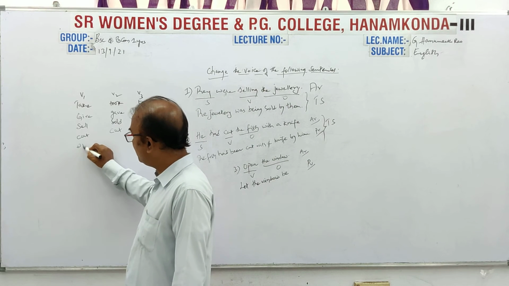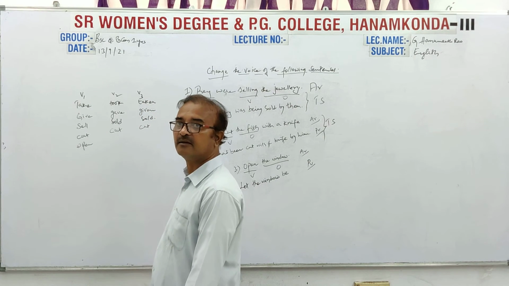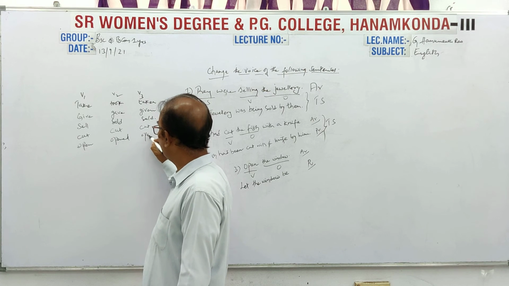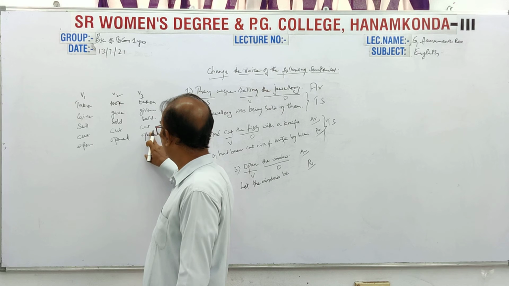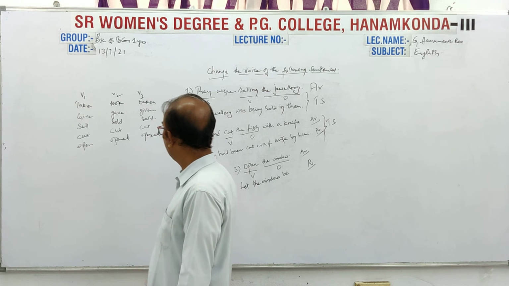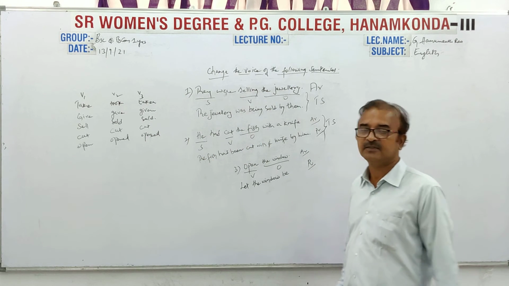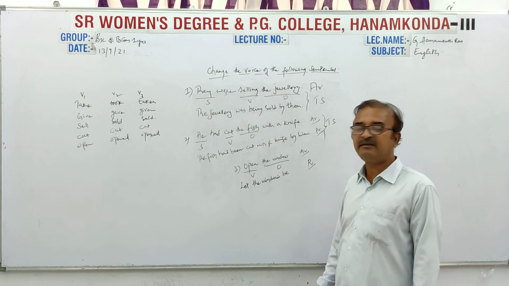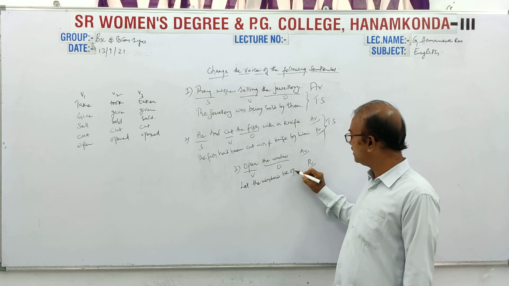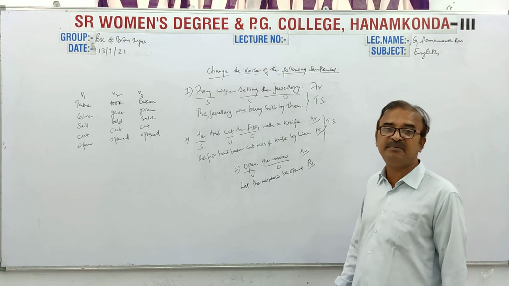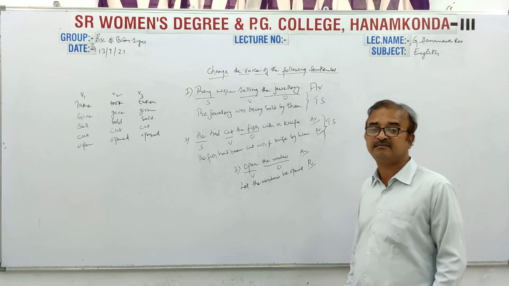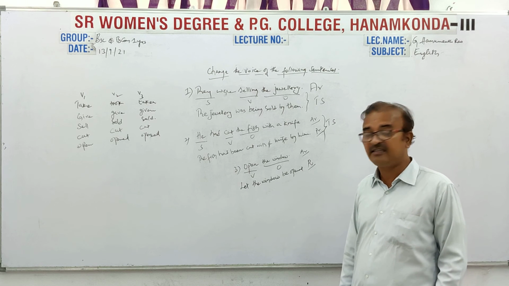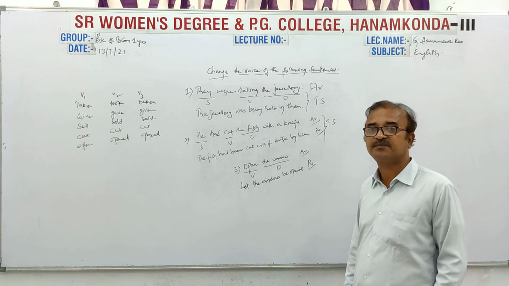Now let's go to this verb, open. Open, opened, opened. So what's the V3 form? Opened. Let the window be opened. Okay, let the window be opened. This is the answer to this one.